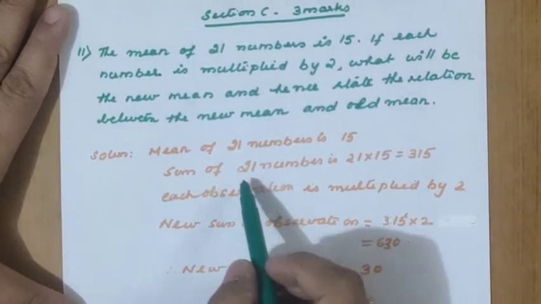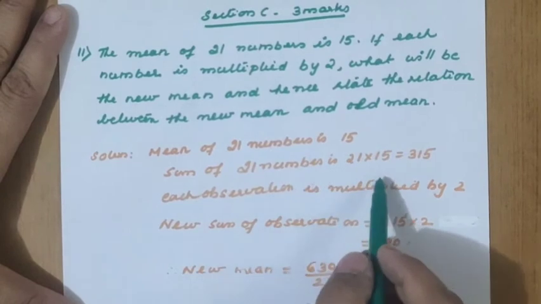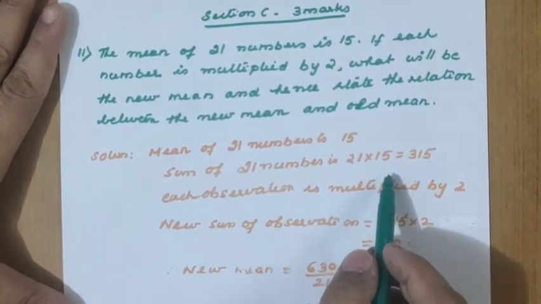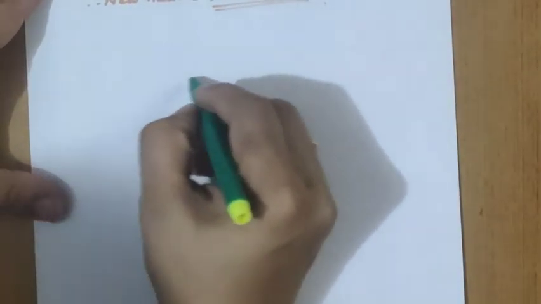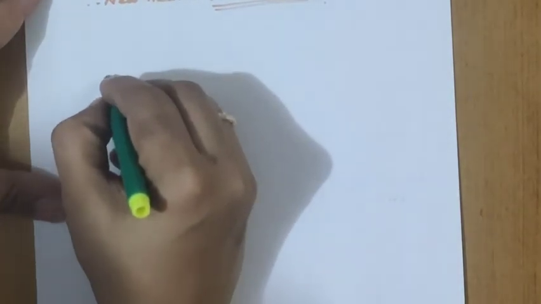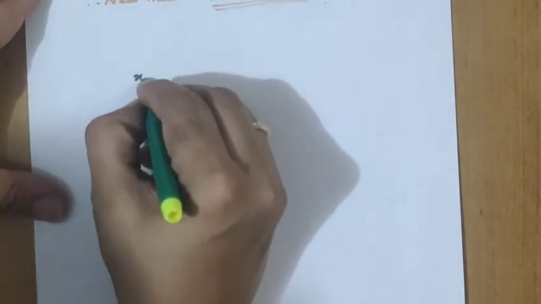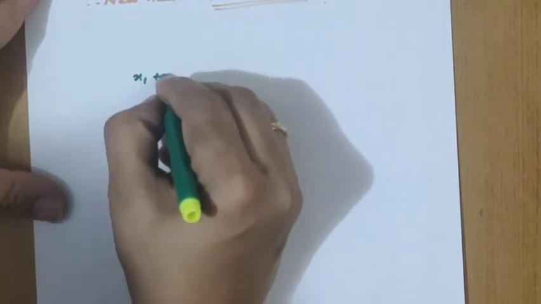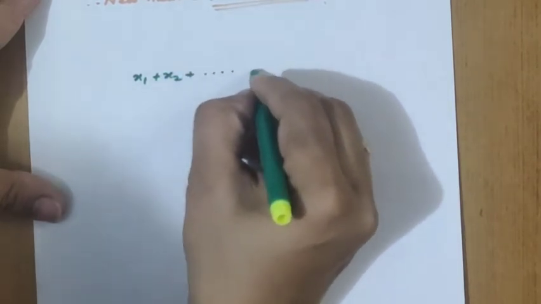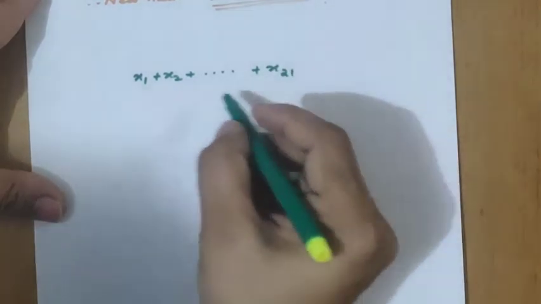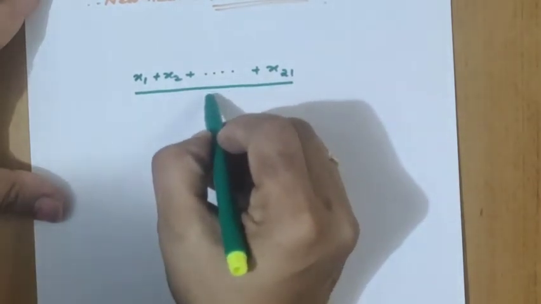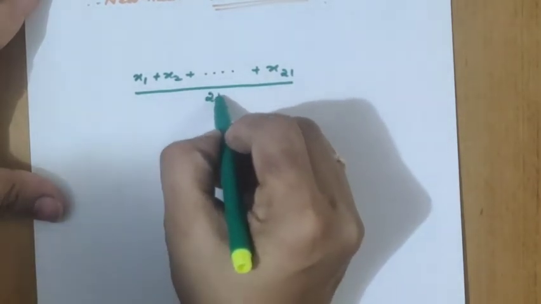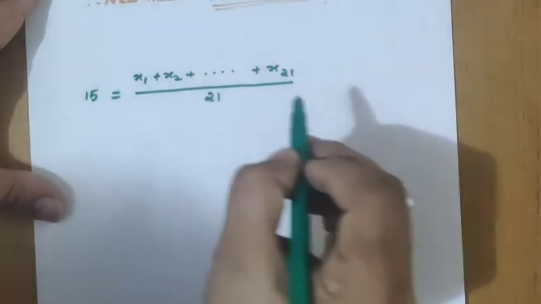So what are the steps? The mean of 21 numbers is 15. Sum of 21 numbers is equal to 21 into 15, equal to 315. Listen here, mean of the 21 numbers means, let us take the numbers as x1, x2, etc., x21. That means (x1 + x2 + ... + x21) divided by 21 is equal to 15. This is the question given, right?